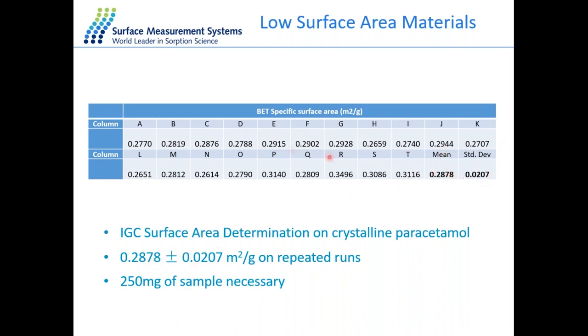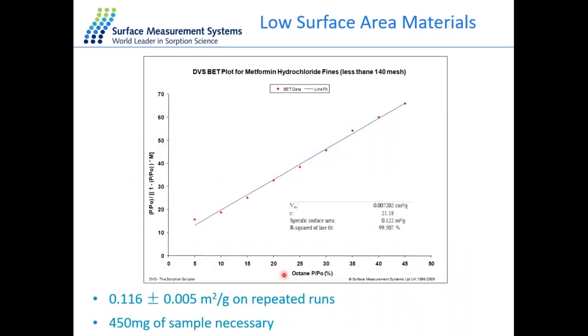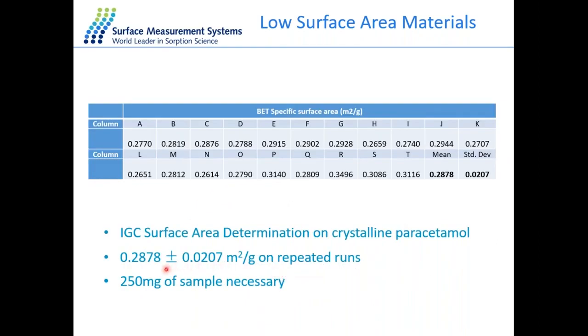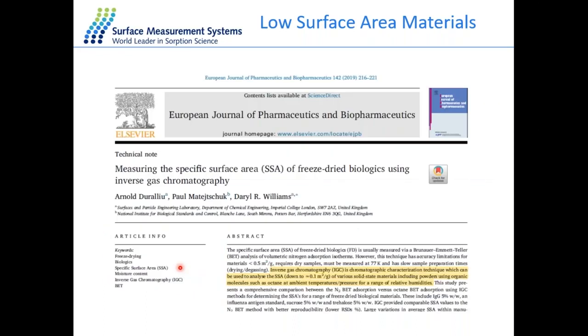And this is a standard deviation if you look at all the runs here. And this was only using about 250 milligrams of sample. So with either DVS or IGC, using less than half a gram of sample, we can get the surface areas of materials well below 1 meter squared per gram, and we can get them quite reproducibly.